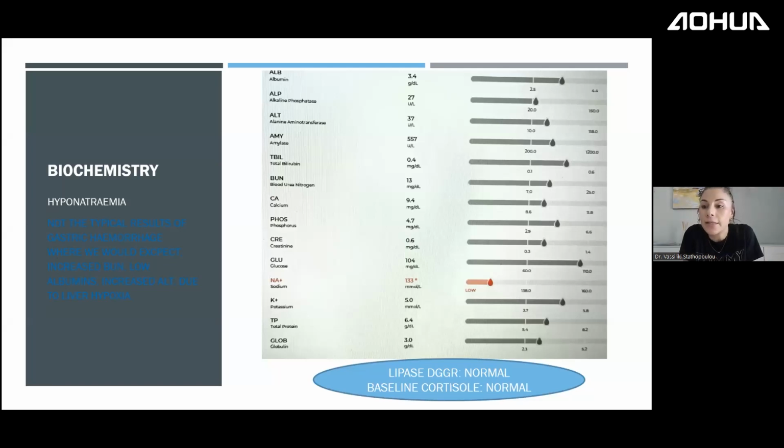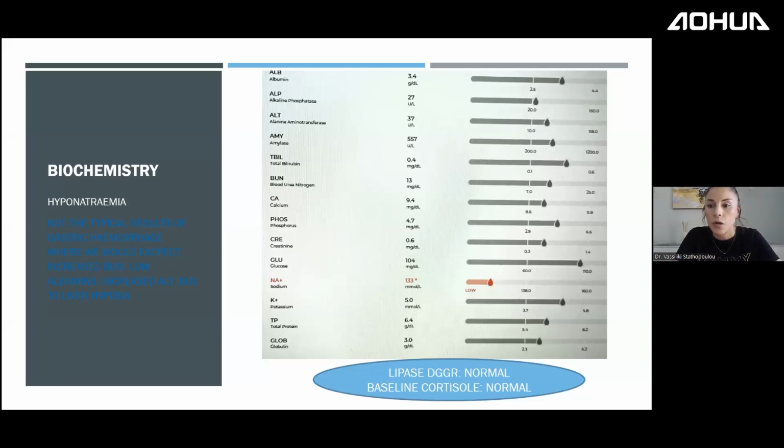Sometimes we have increased ALT when the anemia, of course, is very profound, because the liver is not oxygenated very well due to liver hypoxia. Our lipase, the DGGR, was normal, and always perform DGGR lipase, it's highly sensitive. And the baseline cortisol, of course, was normal, but we had to perform it in order to exclude everything. And as you see, all the rest of the biochemicals are fine.